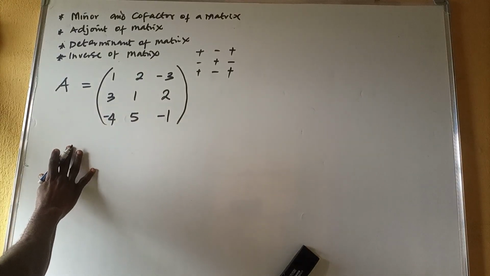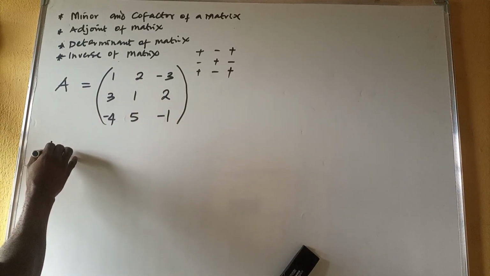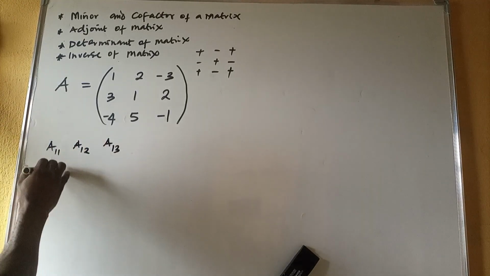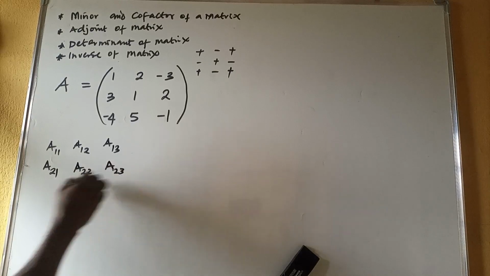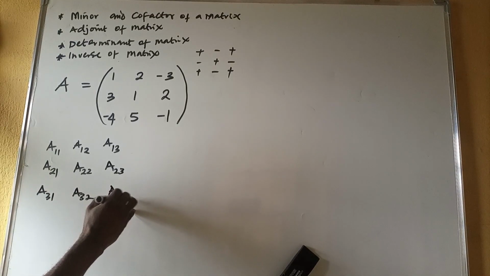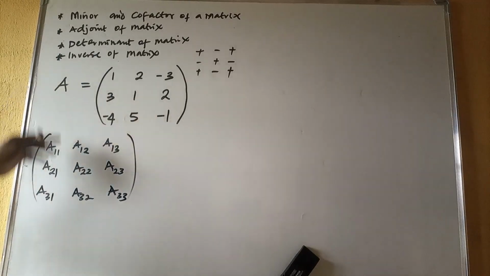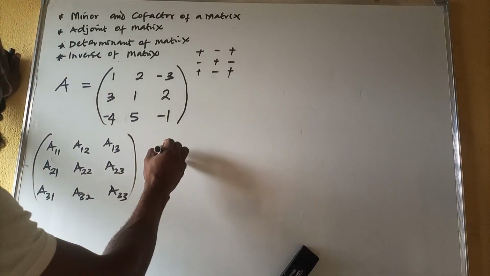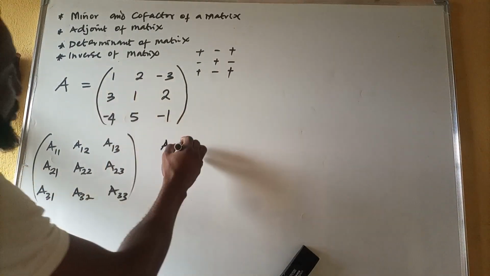Before I do that, let me keep this particular matrix in this form. This matrix can be seen as A11, A12, A13, A21, A22, A23, A31, A32, A33. This is how I am looking at this matrix. So if I am taking the first, I'm taking A11. If I take A11, the whole of this row will go and the whole of this column will go.